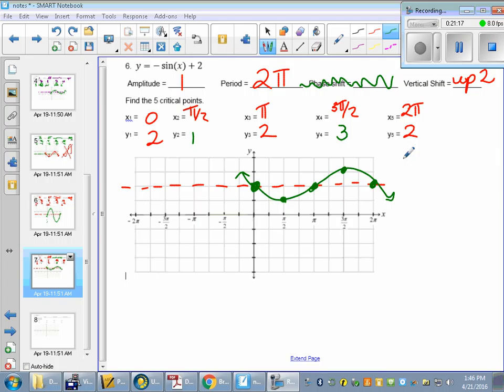All right, same 5 x values. Midline was at +2. This has an amplitude of only 1. So from my midline of 2, I went up 1 and down 1, but I went down first because it's negative. So I went to my minimum first, then ended on my maximum. And you can check your ordered pairs, your graph, and the information at the top.